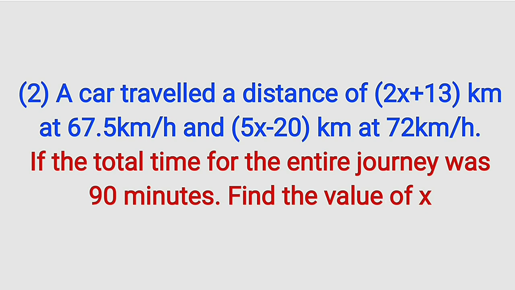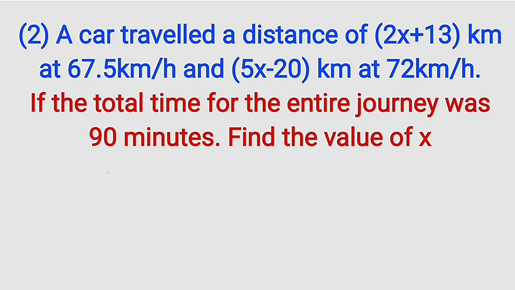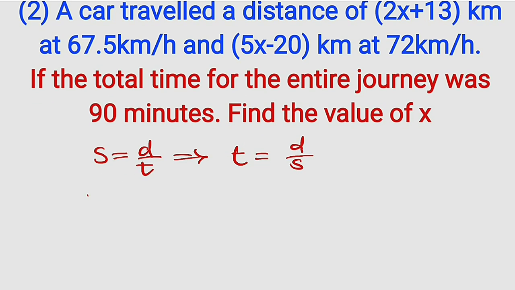All right, let's get started. Remember that speed is equal to distance divided by the time, which implies that the time is equal to the distance divided by the speed, because we are going to work on the time. So we have 2 separate journeys. Let's start with time number 1, which is equal to distance divided by the speed for that journey.